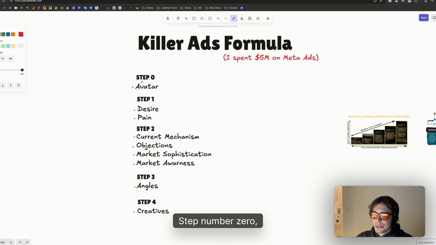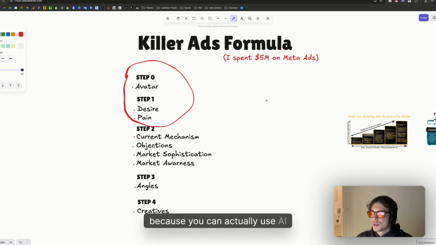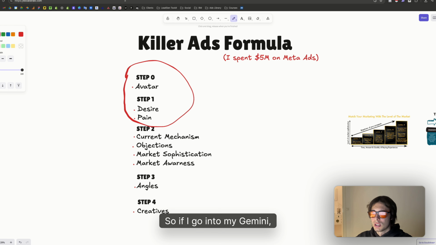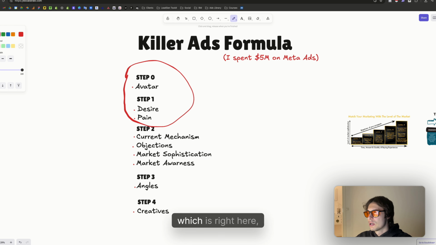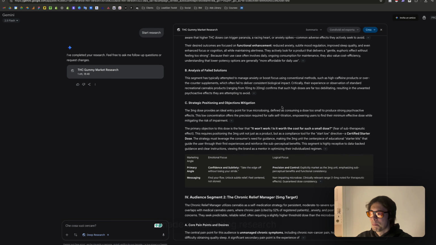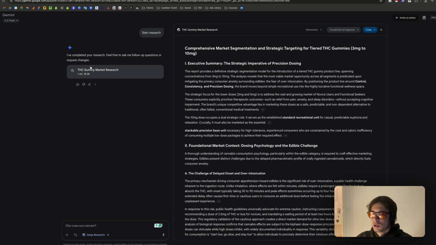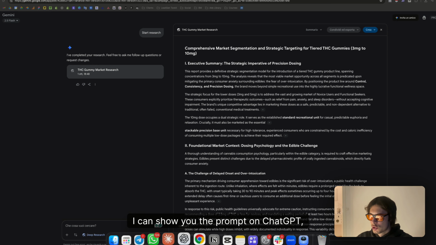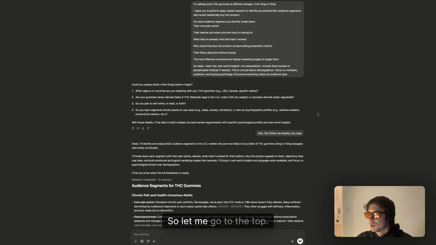Now, step number 0 and step number 1, they kind of are blended together, to be honest with you, because you can actually use AI to go out and find both of them, which is exactly what I did. So if I go into my Gemini, which is right here, you can see I already made a marketing research about THC gummy, right? So I asked Gemini through the deep research function, which is exactly what I have to use. I ask, okay, actually I can show you the prompt on ChatGPT because I use the same prompt. So let me go to the top.